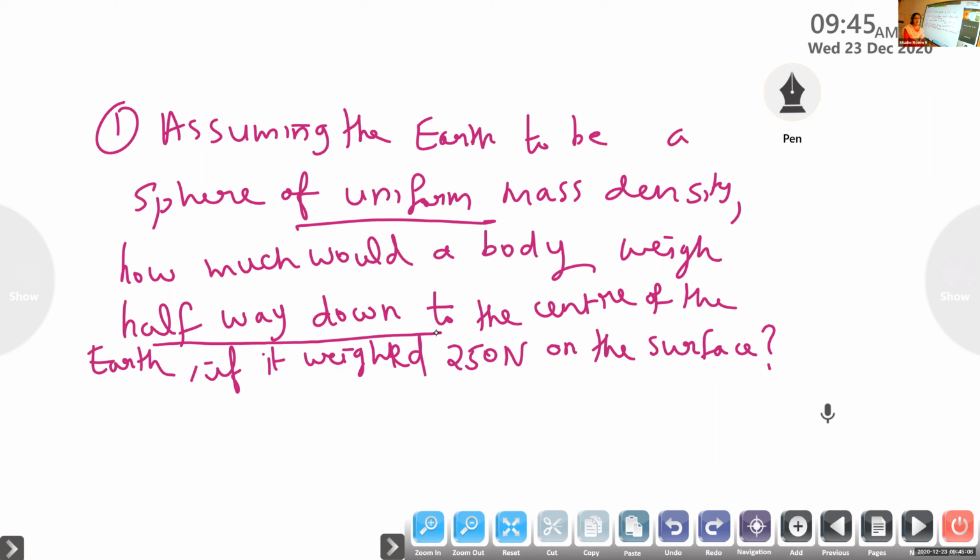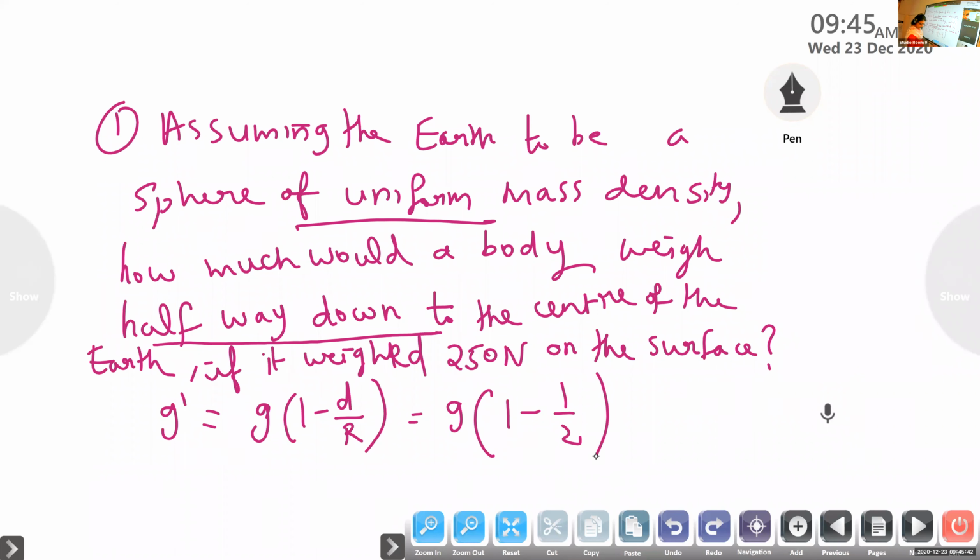So at the surface of the earth, the weight of the body is given as 250 Newton. Now you have to find out the weight of that body at halfway down to the center. We have learned g' is equal to g into 1 minus d by R. Halfway down means half of the radius, no? So you can write g into 1 minus 1 by 2, that is going to be g by 2.